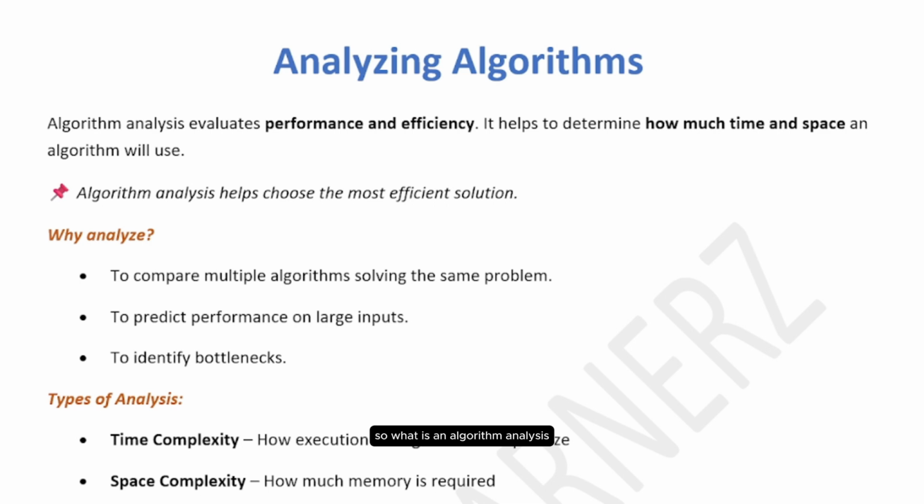So, what is an algorithm analysis? Algorithm analysis is the process of evaluating the performance and efficiency of an algorithm. It helps us to determine how much time an algorithm will take and how much memory an algorithm will use. Algorithm analysis helps us to choose the most efficient solution.